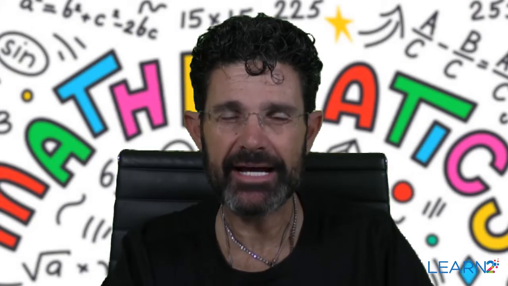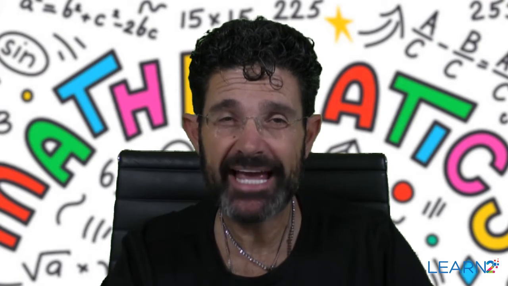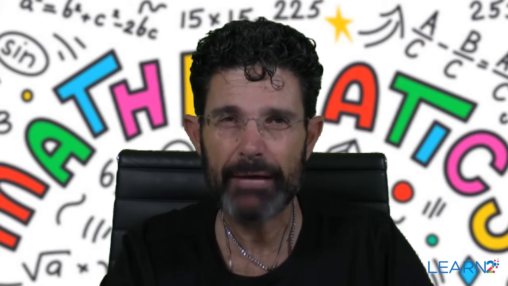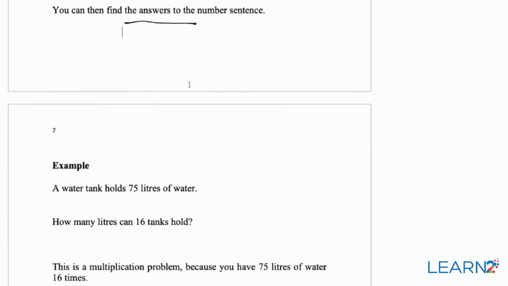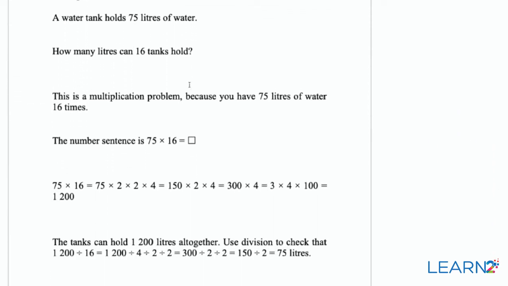Let's take a look now at how we solve multiplication and division problems. How would you do that with problem sums? Well, what we do with problem sums that involve multiplication or division is we try and write our information as what we call a number sentence. And then we can find the answers to that number sentence. Let's go and take a look now at a practical example.